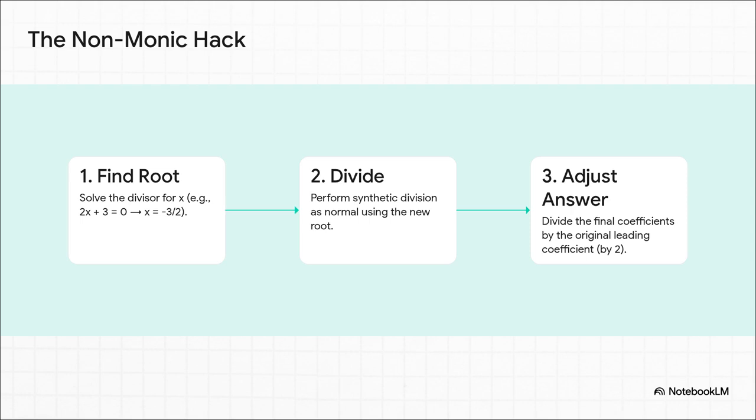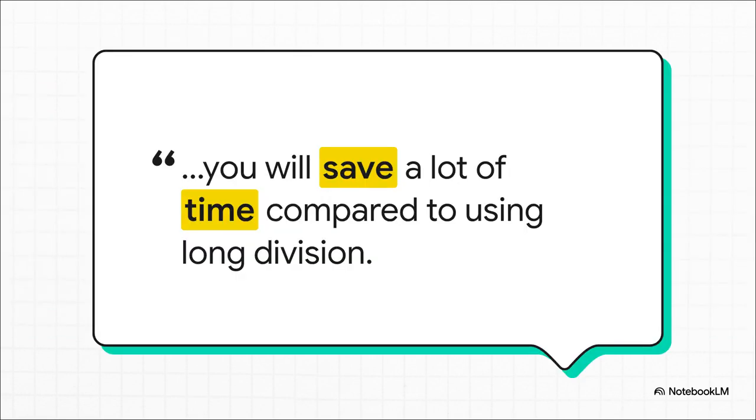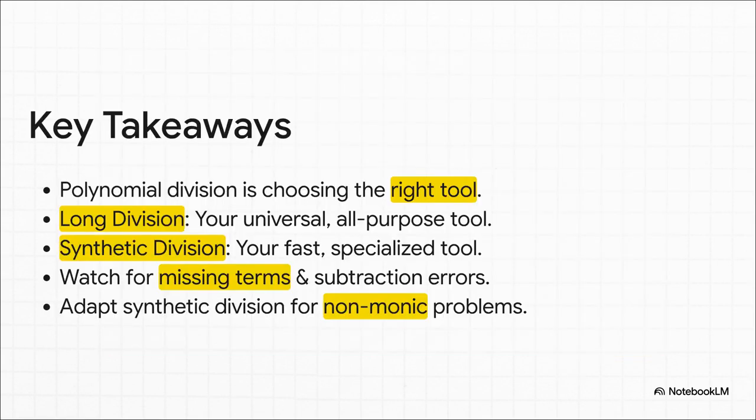And now for the secret sauce. Step 3. Take your final answer, all those numbers at the bottom, and divide every single one of them by that leading coefficient from the beginning. In this case, the 2. And this is a fantastic tip because, like our source Math Base says, most teachers just don't cover this. But if you can pull this trick out of your hat on a test, man, you are going to save so much time compared to grinding through long division. It's a huge advantage.